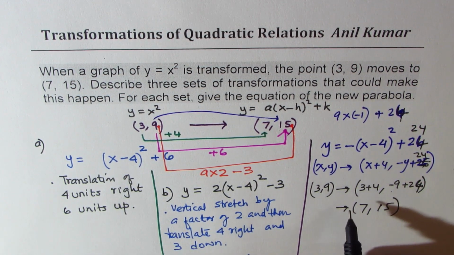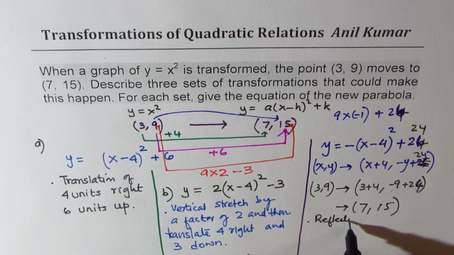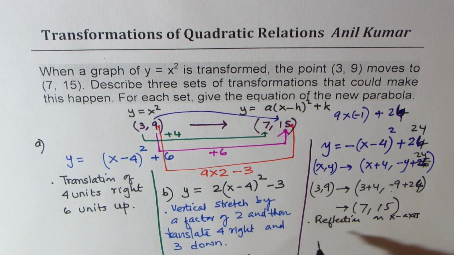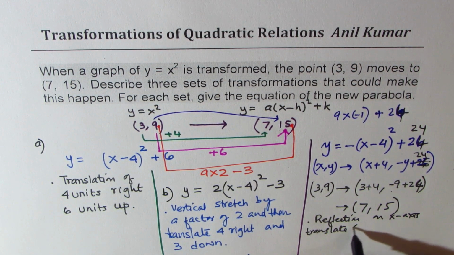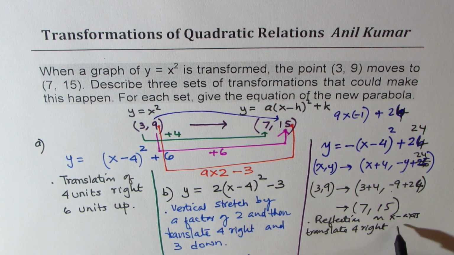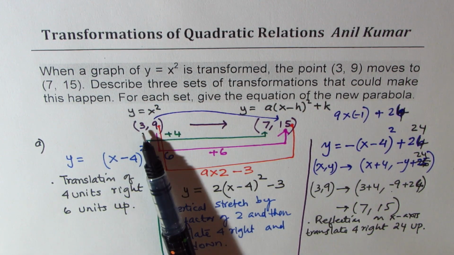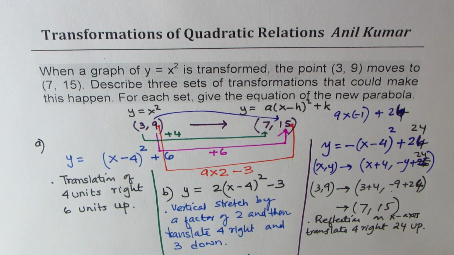So here the transformation will be a reflection on the x-axis and then translate 4 units right and 24 up. All right, so that will give you the image point of (3, 9) to be (7, 15). Perfect. So that is how you could do it.